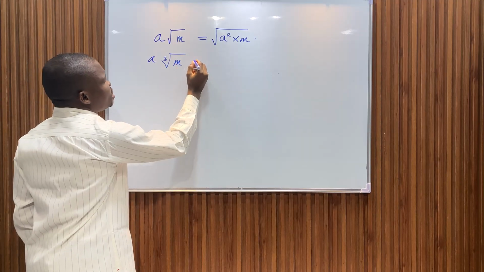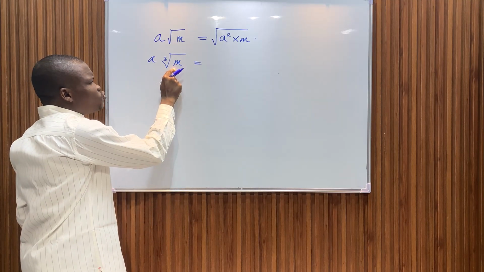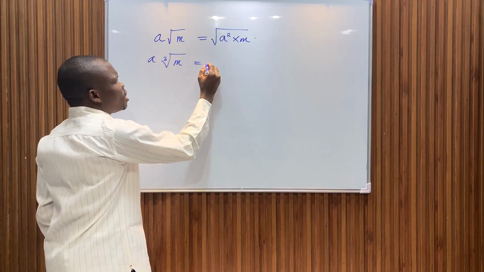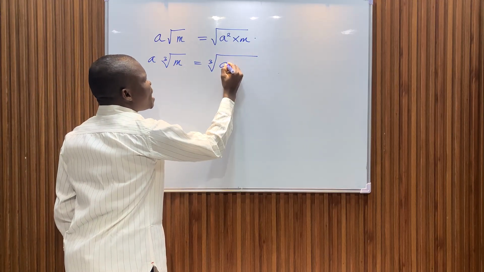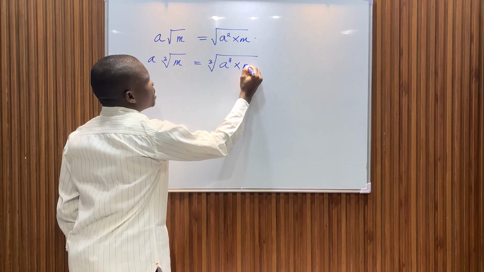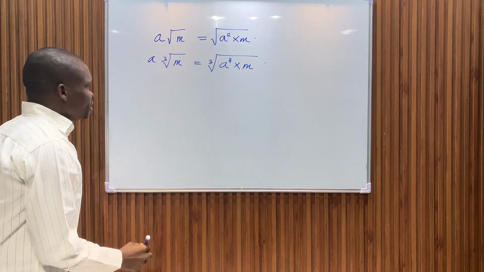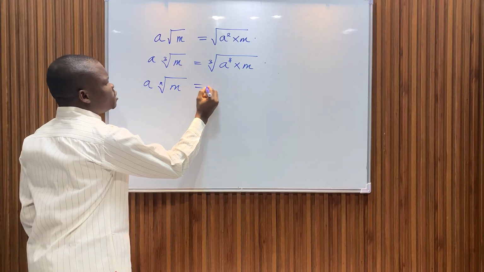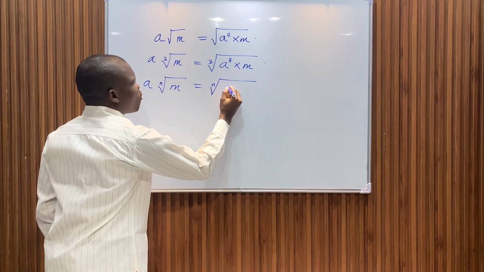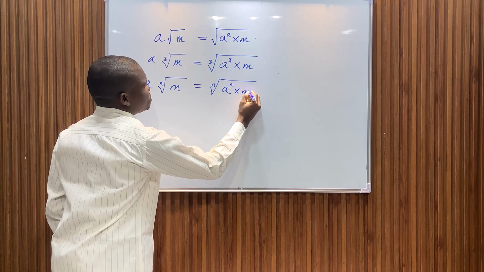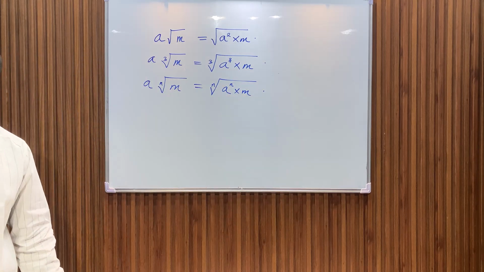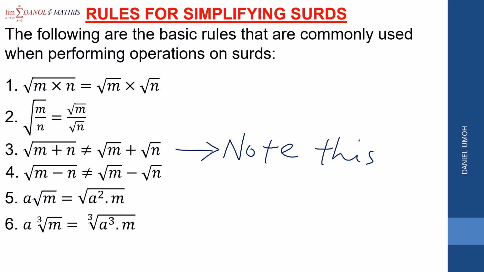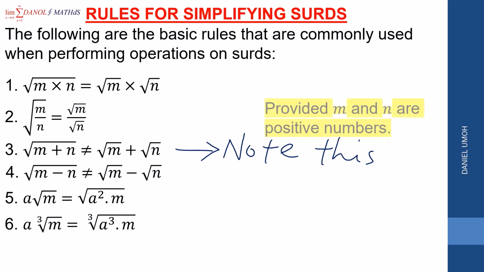Now, the next thing I want you to note is that a cube root of m, this is another rule, is equal to, because this is a cube root, so once we push this a in here, we have cube root of a raised to the power of 3 times m. So it therefore means that a, the nth root of m, will always be the nth root of a raised to the power of n times m. So these are the rules that we use in the study of surds. But there's a condition here, that provided m and n are positive numbers.